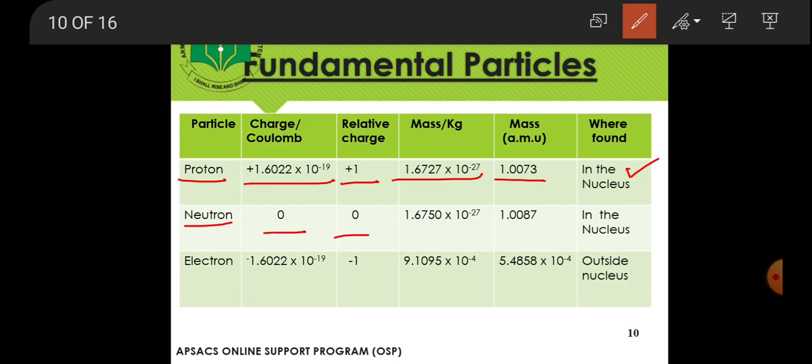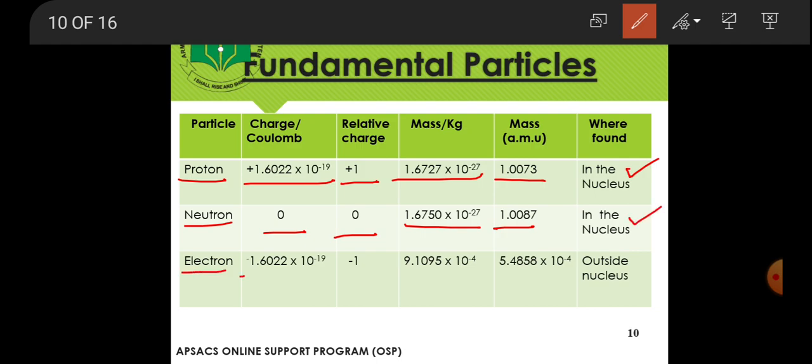Neutron has no charge. Its relative charge is also 0. The mass of neutron is 1.6750 × 10^-27 kilogram. Its mass is 1.0087 atomic mass unit, and it is present in the nucleus.